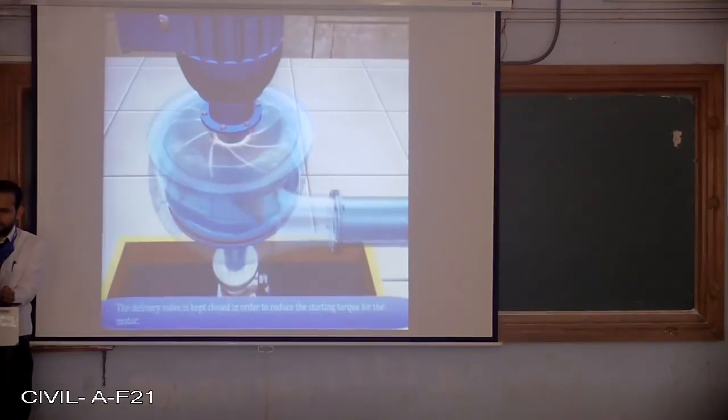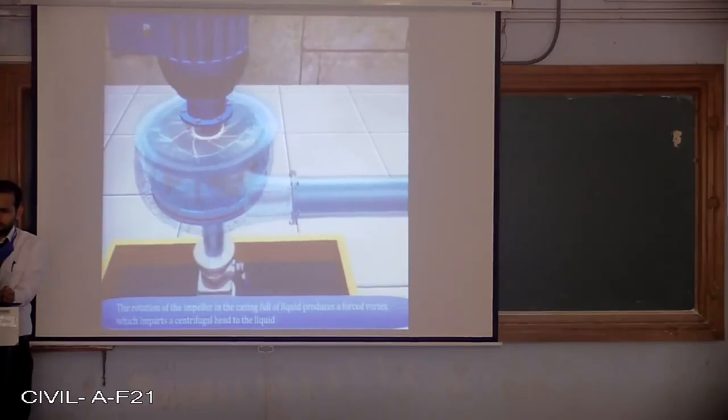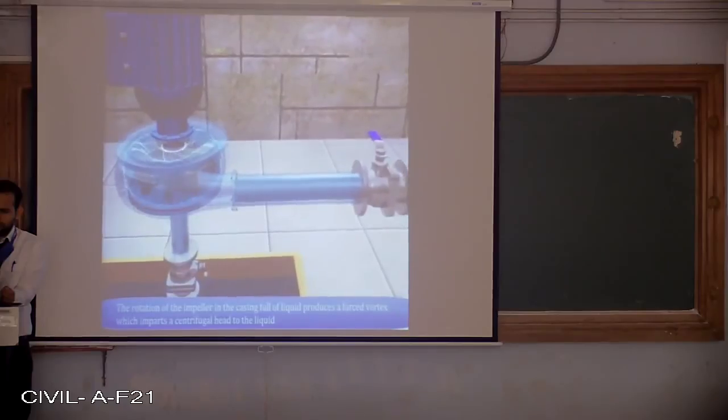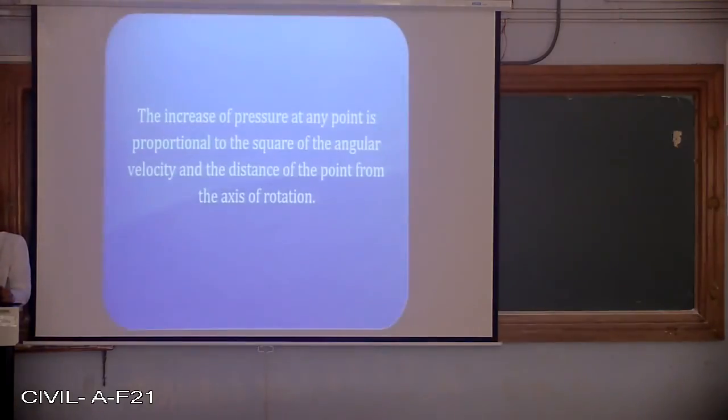The delivery valve is kept closed in order to reduce the starting torque for the motor. The rotation of the impeller in the casing full of liquid produces a forced vortex, which imparts a centrifugal head to the liquid and thus results in an increase of pressure throughout the liquid mass. The increase of pressure at any point is proportional to the square of the angular velocity and the distance of the point from the axis of rotation.